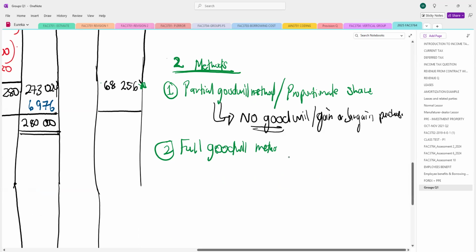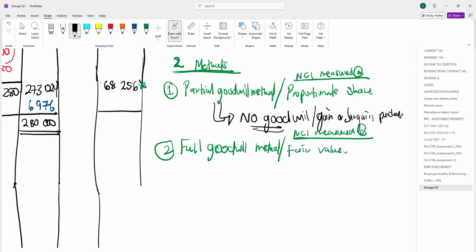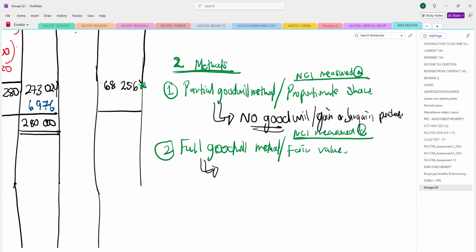Or they will mention that NCI was measured at fair value. Okay, so if my NCI is measured at fair value, this means that my total is going to be different from the proportionate share, the actual share. And if I'm using the full goodwill method, then I'm going to calculate. So either they said full goodwill method or they say measured at fair value, you are going to calculate your goodwill. So you're going to have a goodwill or gain on bargain purchase.